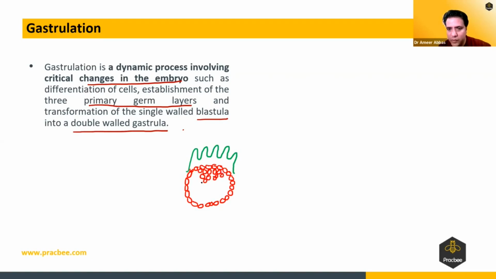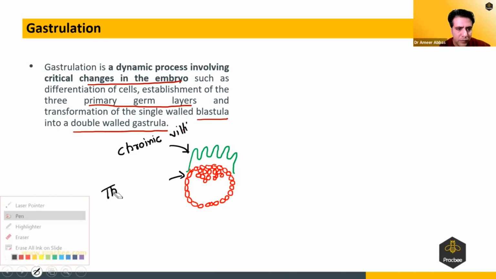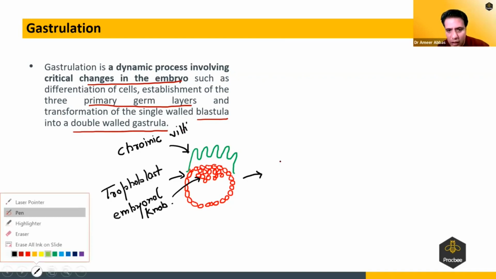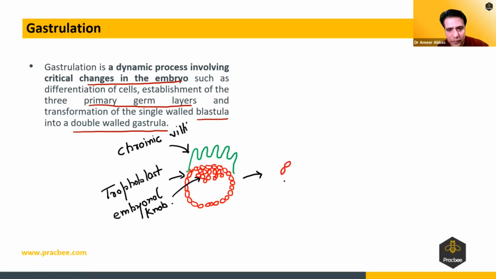This is the blastula. Okay, now some changes will occur in the blastula and transform it into gastrula. This is chorionic villi, and this is trophoectoderm or trophoblast, and this one is the embryonal knob. So what happened in this case? The cells of the embryonal knob arranged in a disc-like pattern. Achha, what are these? What are these upper ones?